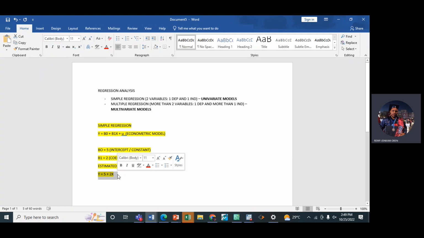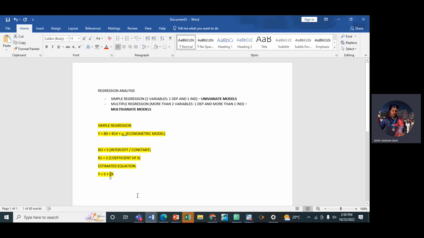Now, after we have gotten the estimated equation, the next thing is to interpret it. Because what are we doing in regression analysis? We are trying to look for the relationship between variables, between the dependent variable and the independent variable. We are trying to find out how the independent variable affects the dependent variable. So in this equation, our dependent variable is y and our independent variable is x. The coefficient of this independent variable is 2. So you see that this 2 tells you how X affects Y. So you have to interpret it.